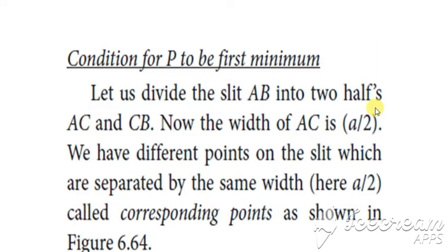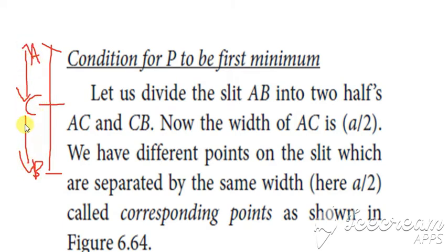Clear? Condition for P to be the first minimum. If we are considering P to have the first minimum, then let us divide the slit AB into two halves. One is AC and the remaining part is CB. Now the width of AC is a by 2, because the full distance is a, and this is again a by 2.